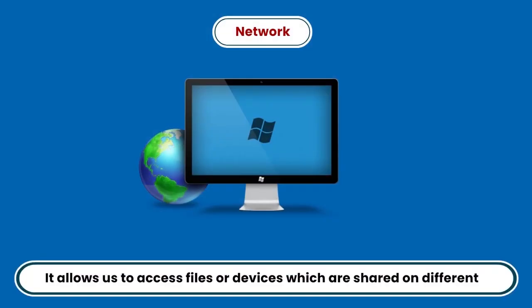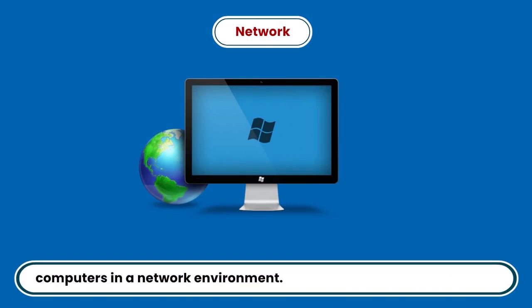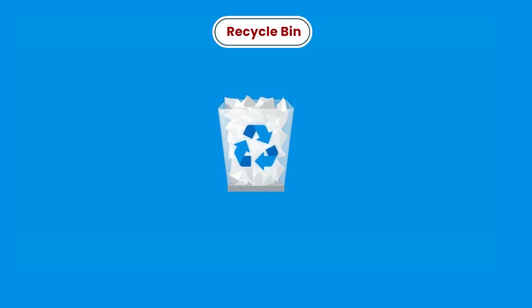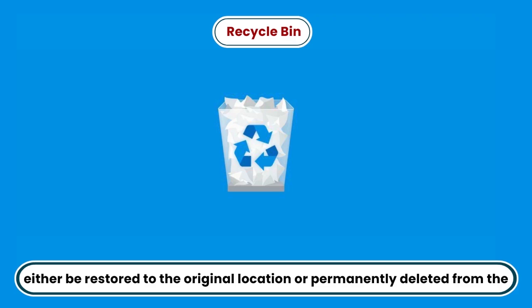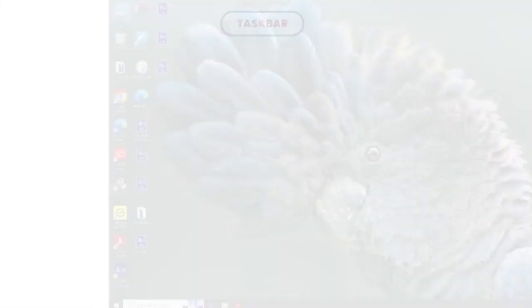Network. It allows us to access files or devices which are shared on different computers in a network environment. Recycle bin. Recycle bin holds the deleted files, folders. These deleted files, folders can either be restored to the original location or permanently deleted from the system.